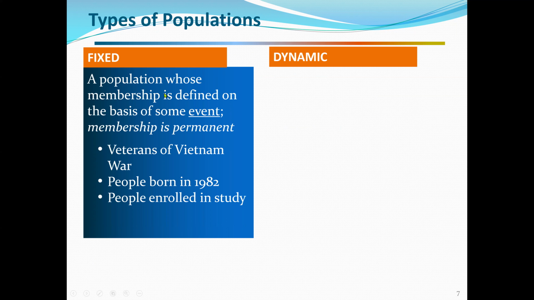A population whose membership is defined on the basis of some event. Membership is always permanent. If you're a veteran of a war, or in this case, the Vietnam War, you will always be a veteran of the Vietnam War. It won't change. Or if you were born in 1982, it cannot be changed. Or if you enroll in a study, then it's there.